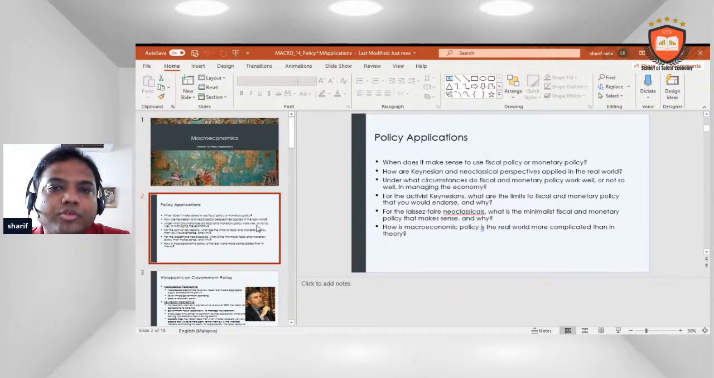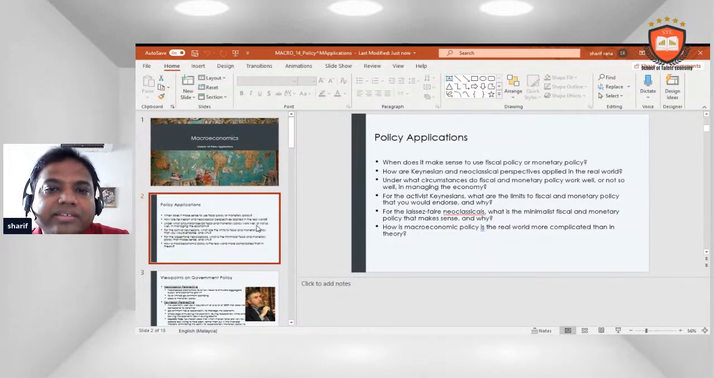When does it make sense to use fiscal policy or monetary policy? How are Keynesian and neoclassical perspectives applied in the real world? Under what circumstances do fiscal or monetary policy work well or not so well in managing the economy?